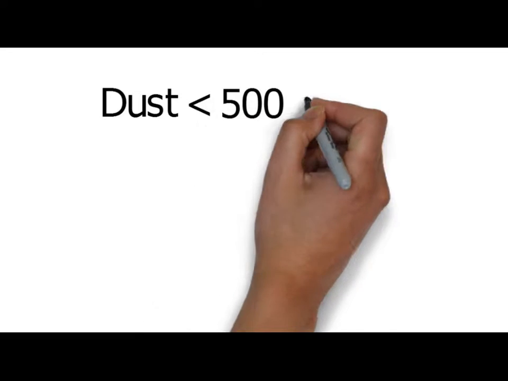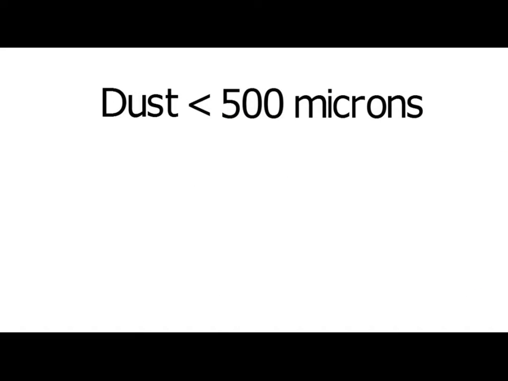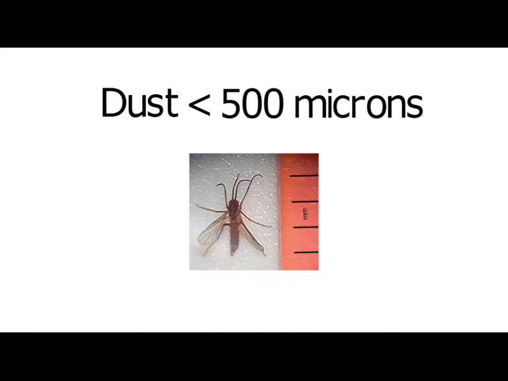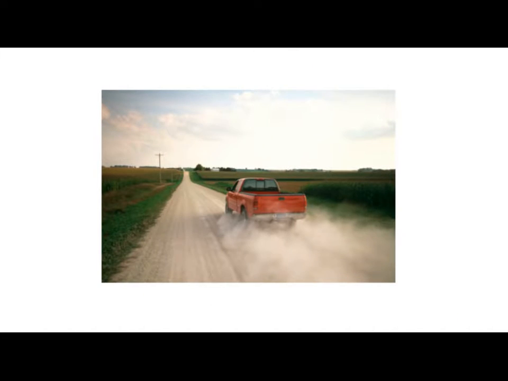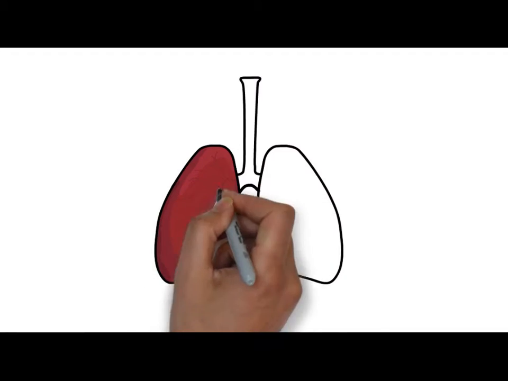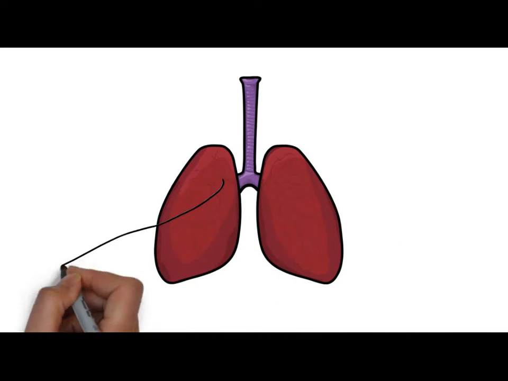Dust is a generic term for particles less than 500 microns in diameter, about 1/10 the size of a typical fruit fly. There is a large range of sizes for dust particles. Smaller particles remain airborne for longer periods of time. Particles smaller than 10 microns can cut human lungs.